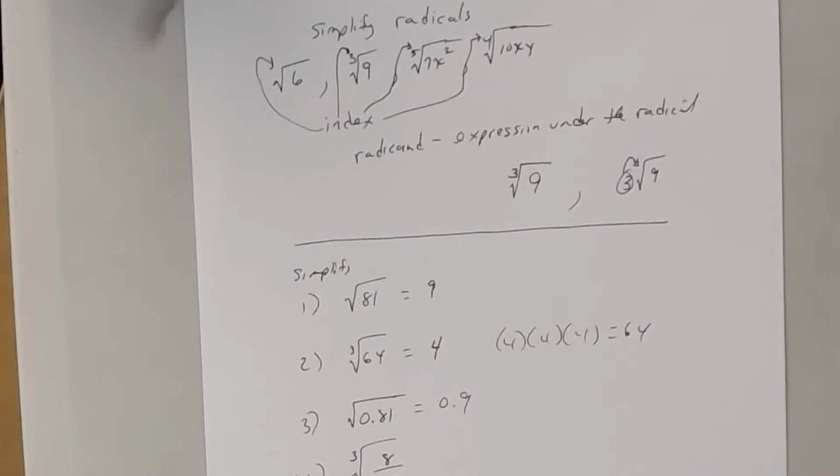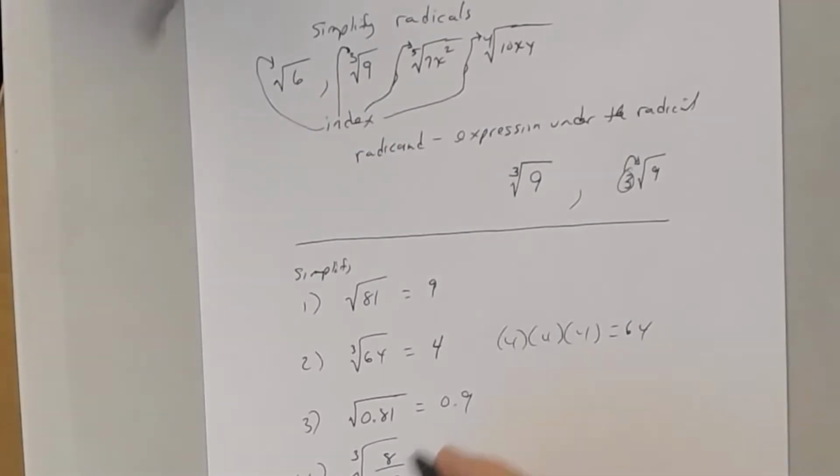Do each fraction, do the numerator first, do the denominator. What's the cube root of 8? 2. Y'all agree? What's the cube root of 27? 3. Because 3 times 3 times 3 is 27, right?